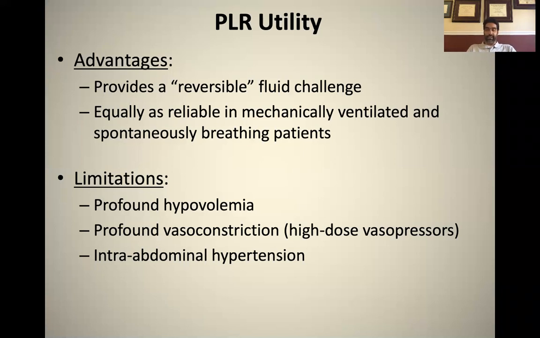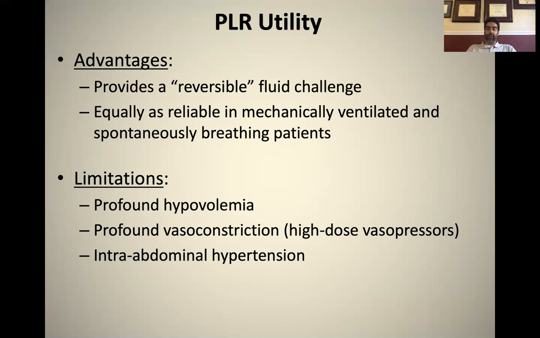If the patient doesn't like it, just drop the legs and take it back. It's equally reliable in patients on the vent on positive pressure and those who are spontaneously breathing, and in those with irregular rhythms and those with regular rhythms. It's usable in all these patients.